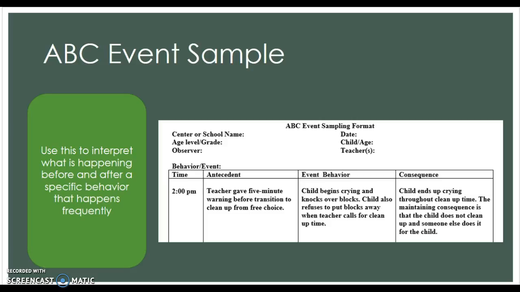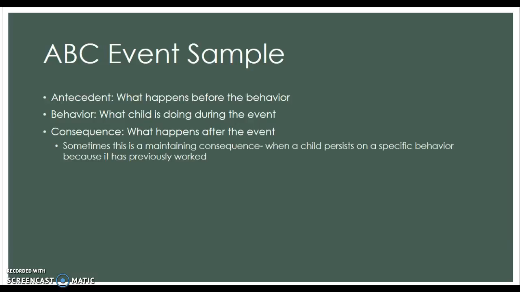In the first column, you'll see I've noted the time, and here's where we come into the ABC part of it. So here are little definitions of them all. The antecedent is the A, and that's just what happens before the behavior. The B is the behavior. So what is the child doing during the event? And then the C is the consequence. So what happens after the event? Sometimes this might be a maintaining consequence. That's when a child is really persisting on a specific behavior because that behavior has worked in the past.